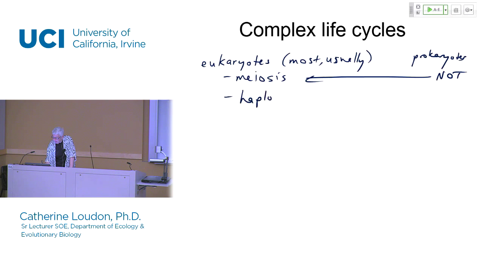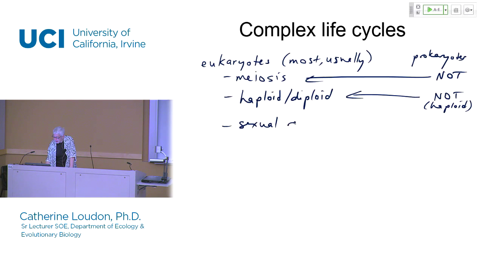Something else that we see in eukaryotes that we did not see in prokaryotes is that usually eukaryotes have both a haploid and a diploid stage. We did not see this in prokaryotes. They are haploid pretty much entirely. And something else we see in eukaryotes that relates to this is that you see sexual reproduction, and this is not something you see in prokaryotes, which just simply have fission.